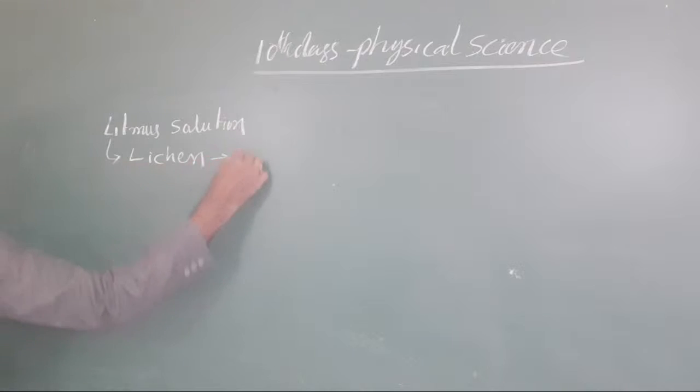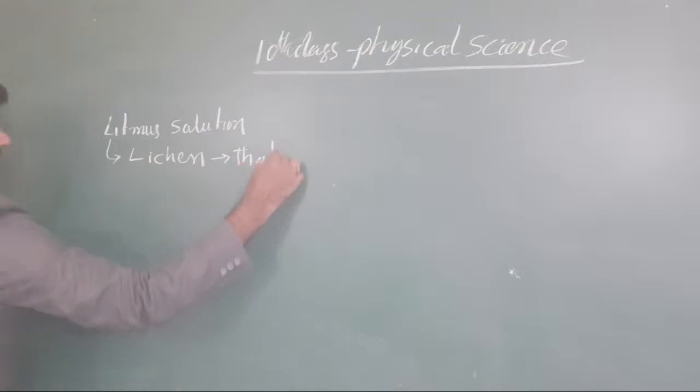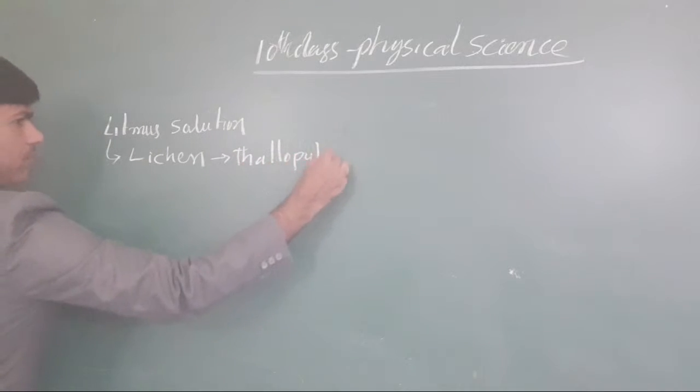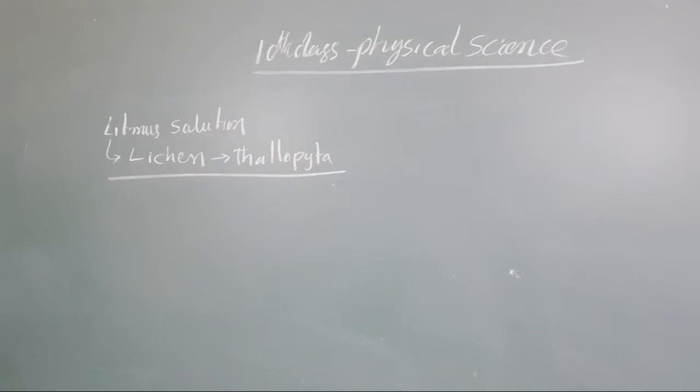You know very well that we have taken litmus solution. From this solution, we prepare litmus papers. This litmus solution comes from which plant? The plant name is lichen. And biologically, which family does it belong to? It belongs to the Thallophyta family. We already completed this in our last class.